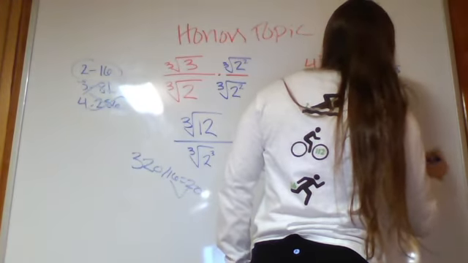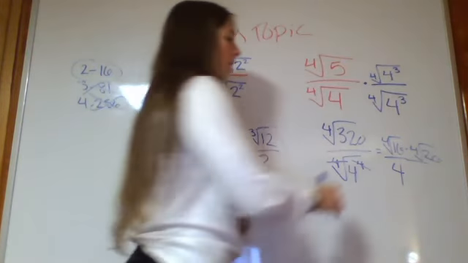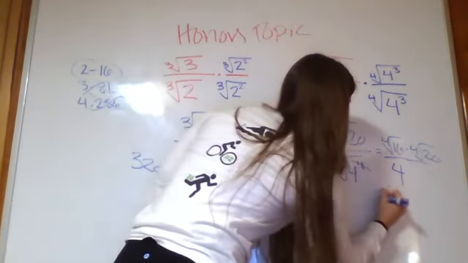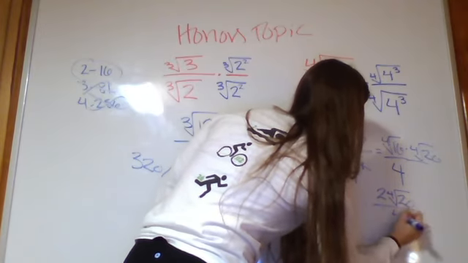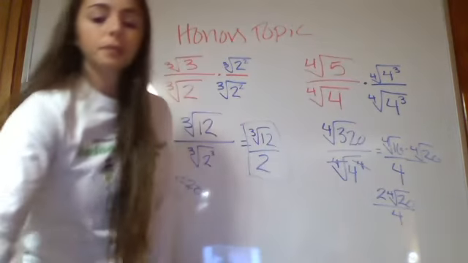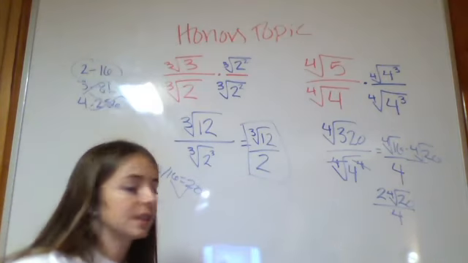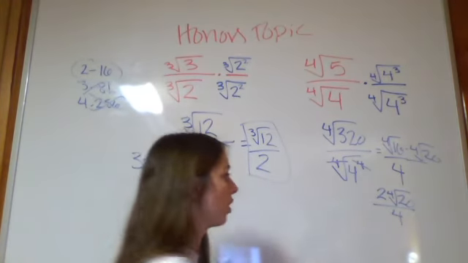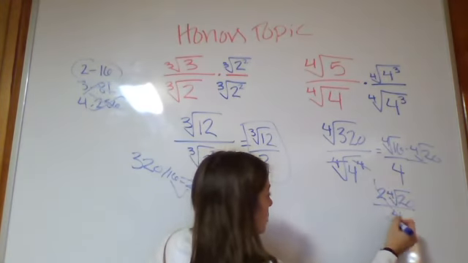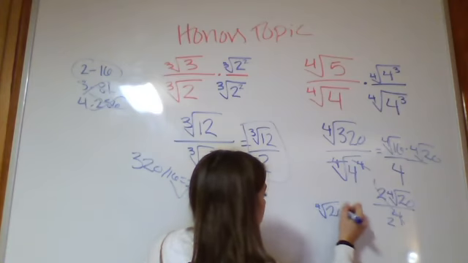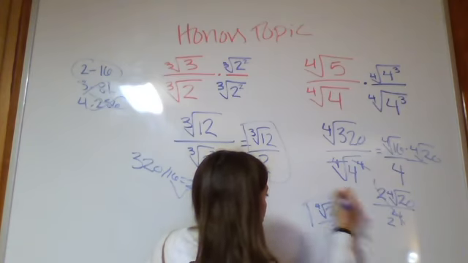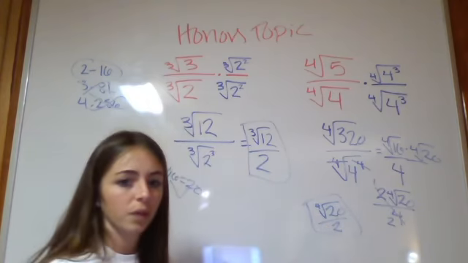Remember, when we're doing these, we always simplify down as much as we possibly can. The 4th root of 16 is 2, times the 4th root of 20, all over 4. So our very last step here, 2 over 4 simplifies down to 1/2. So we will instead have the 4th root of 20 all over 2.